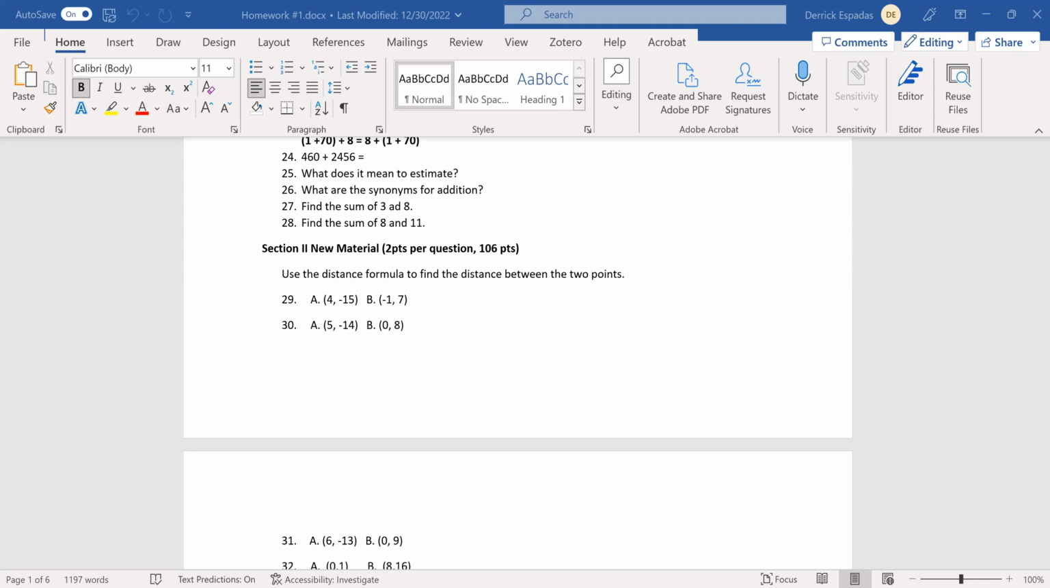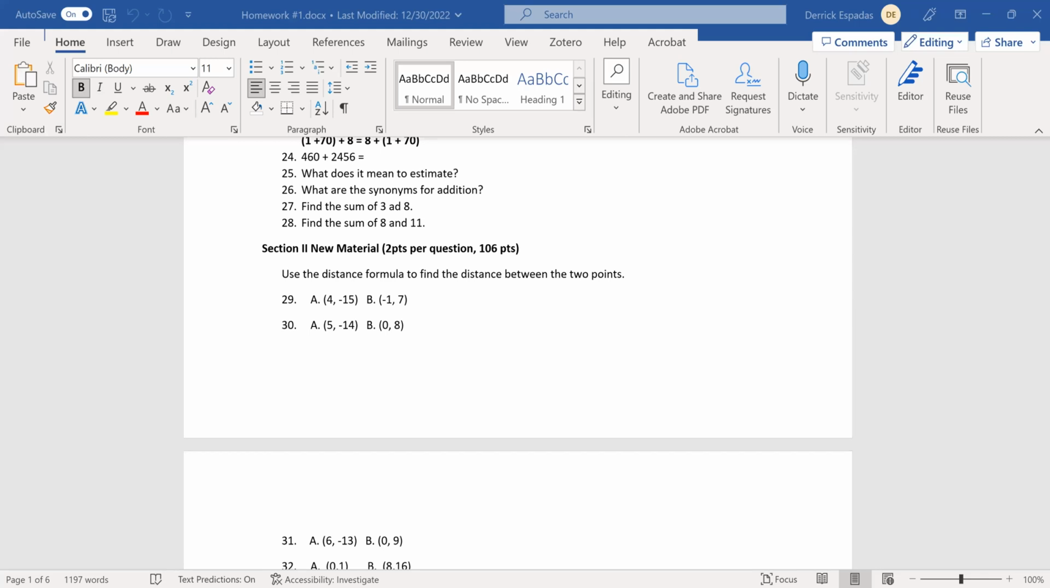All right. 6 is our X1. Negative 13 is our Y1. 0 is going to be our X2. And 8 will be our Y2. Right. So 0 minus 6. Well, 0 minus 6 is going to be negative 6.